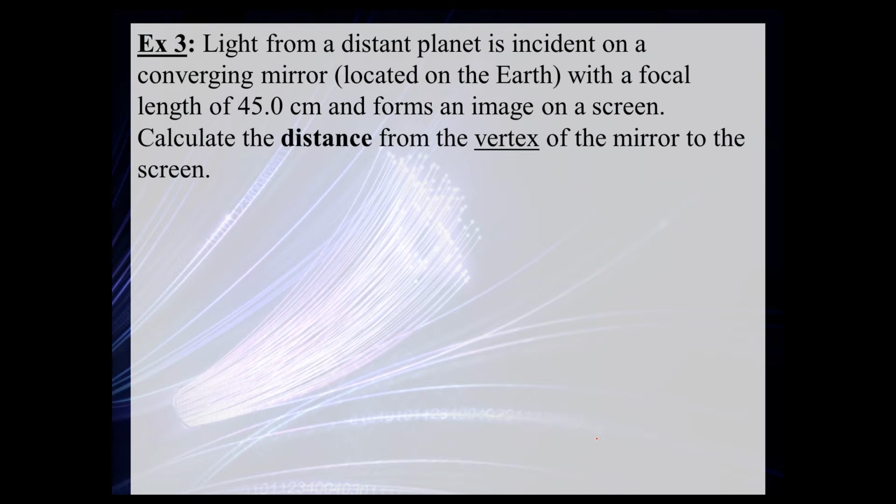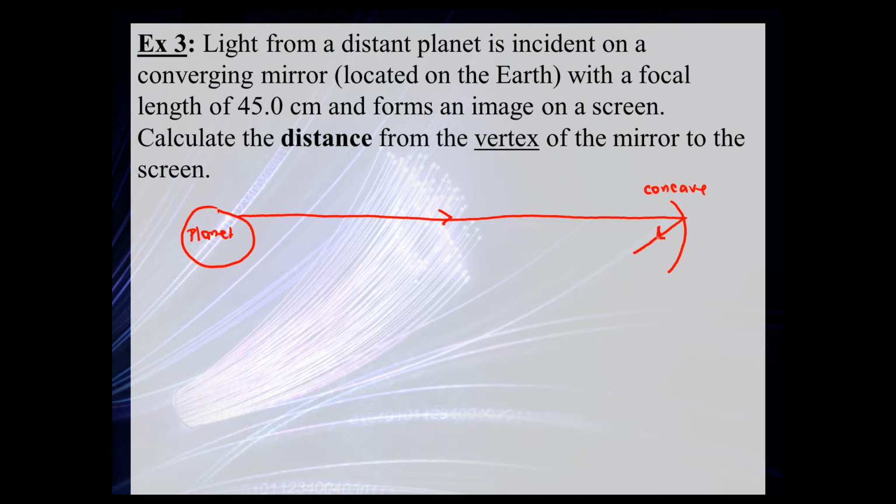3. Light from a distant planet is incident on a converging mirror located on the Earth. Okay, I'm going to start off by drawing a picture. Let's say we have our planet. And then way over here, we have a converging mirror, so a concave mirror. So light from the sun hits this planet, reflects off, then let's follow one ray of light. So one ray of light goes all the way across the vastness of space. It hits this concave mirror, and then it reflects onto a screen. So I'll draw the screen.